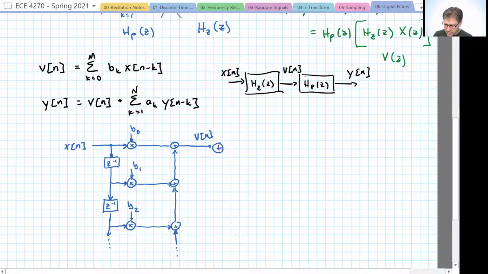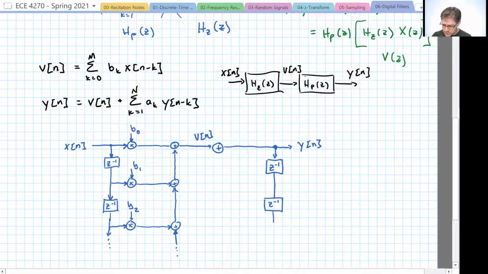And now we're going to go into the feedback version. So the feedback sums V of N with all the feedback terms. So the feedback terms, we take our output Y. I paused the video while I drew the last one, but I'm going to make you endure this one to motivate what we're going to do next. It's kind of tedious.